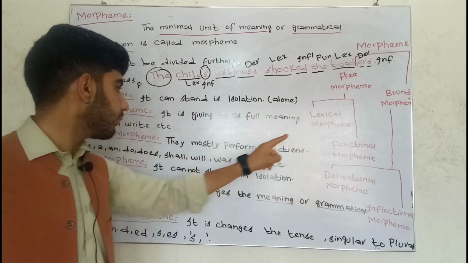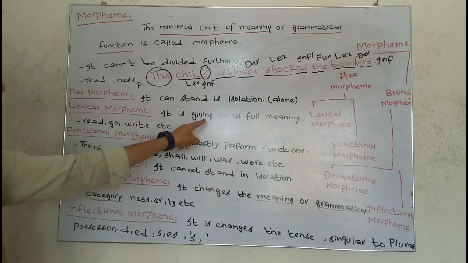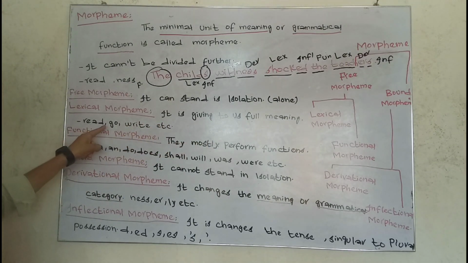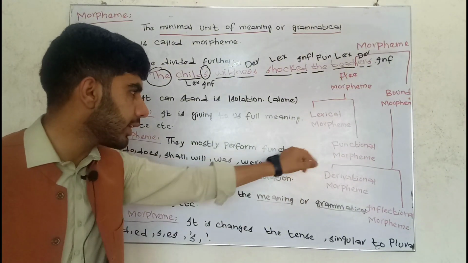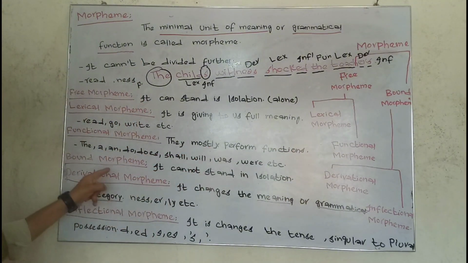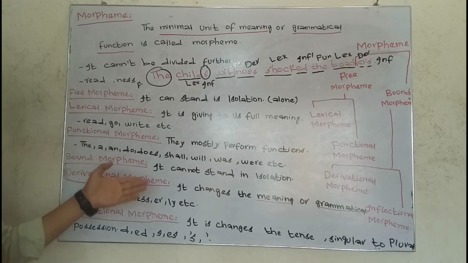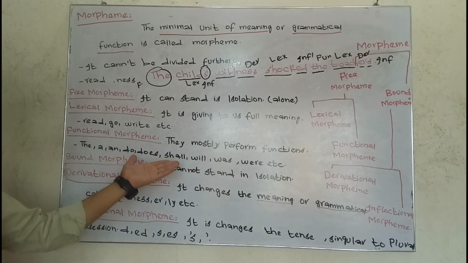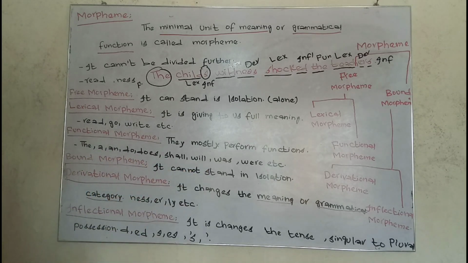Further, we divided the free morpheme into two categories. One is called lexical morpheme, which gives us full meaning: read, go, write. The second is called functional morpheme. They mostly perform functions: the, a, and, do, does, shall, will, was, were. These words are mostly performing functions.